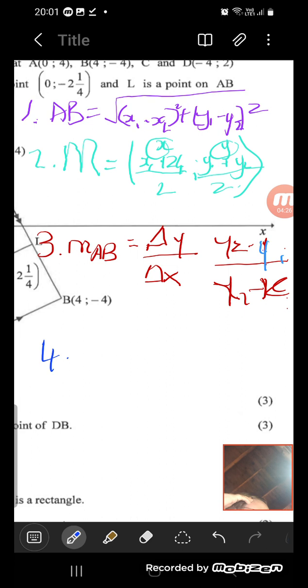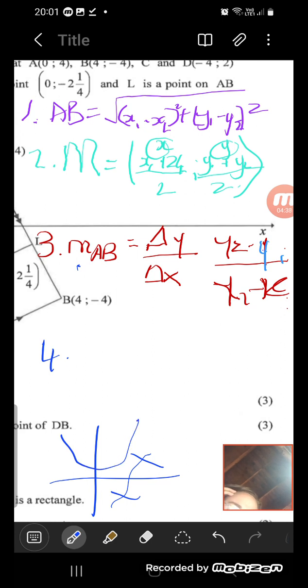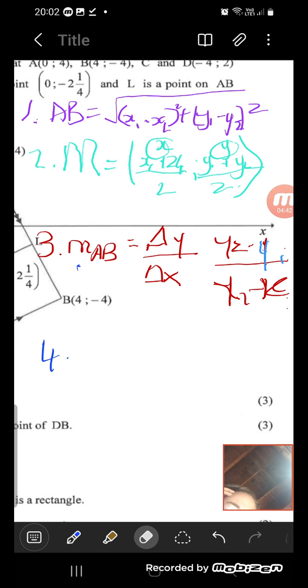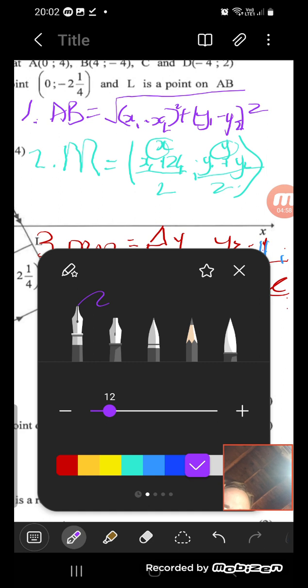Cool. So the next one, very importantly, and that's for the gradient. The gradient tells you how the thing is moving, how it's moving over here. How the thing is moving like this. It tells you a lot about what's going on in your graph. So number 4, very importantly, perpendicular. What does perpendicular mean? It means 90 degrees. So if I've got 90 degrees, I've got a 90 degree there.